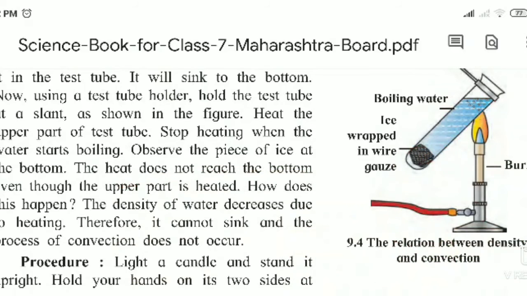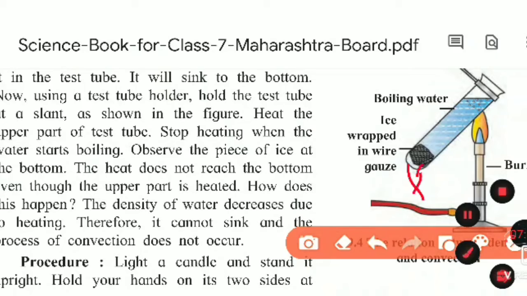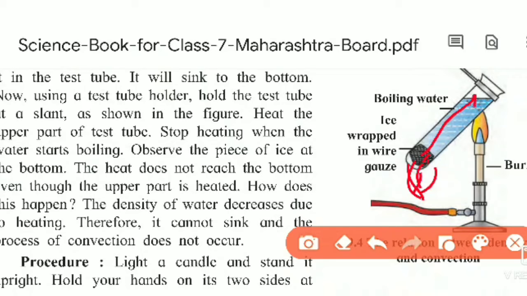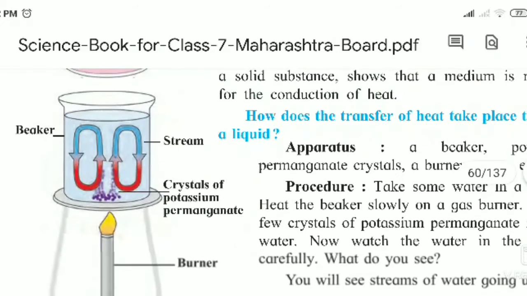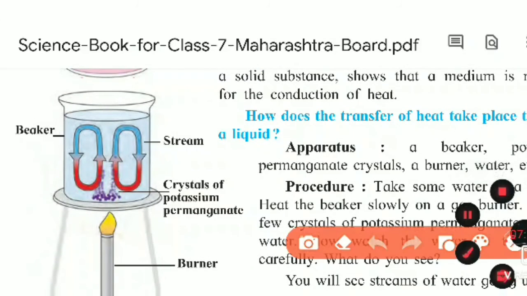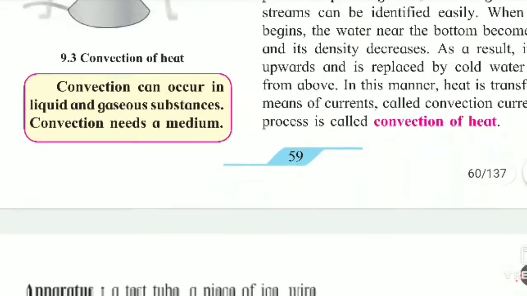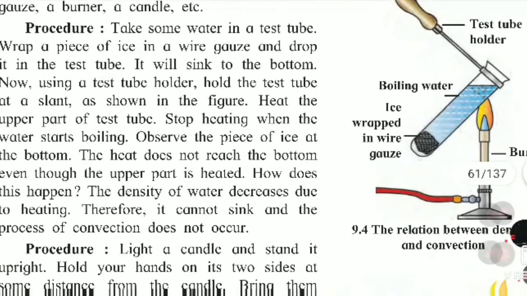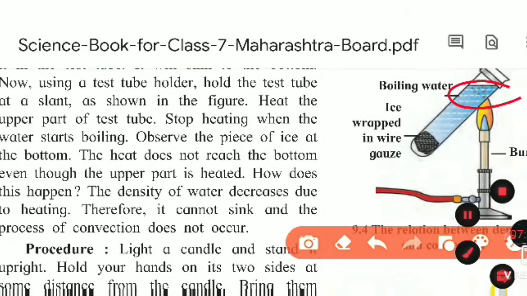But instead of this, if we provide heat downside, the water from this area becomes hot, it becomes lighter, its density decreases, it moves upside, and the cold water comes downside, the activity that we have seen here. That is the difference. We provide the heat here at the bottom, and in this test tube we are providing heat at the top of the test tube. Okay, so this is the difference.